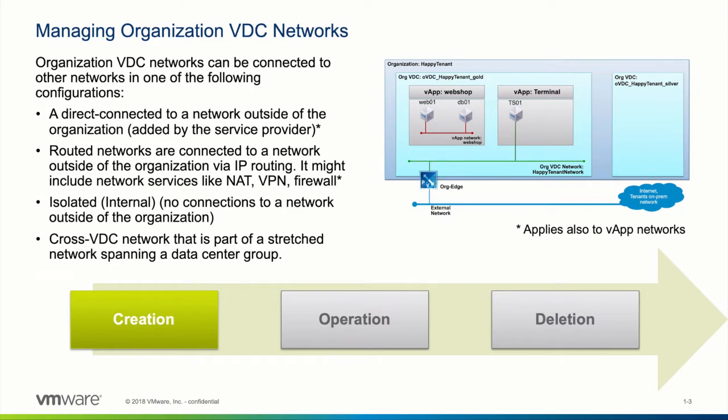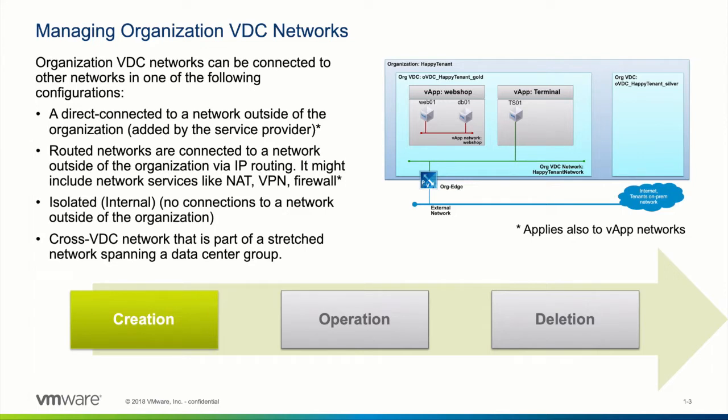Org VDC networks that are configured as routed networks are connected to a network outside of the organization through IP routing. It might include network services like NAT, VPN, or firewall. vApp networks can have direct connected and routed networks as well. The isolated or internal org VDC network has no outside connectivity out of the organization. Remember, an isolated network can be migrated to a routed network in case outside connectivity is going to be required.